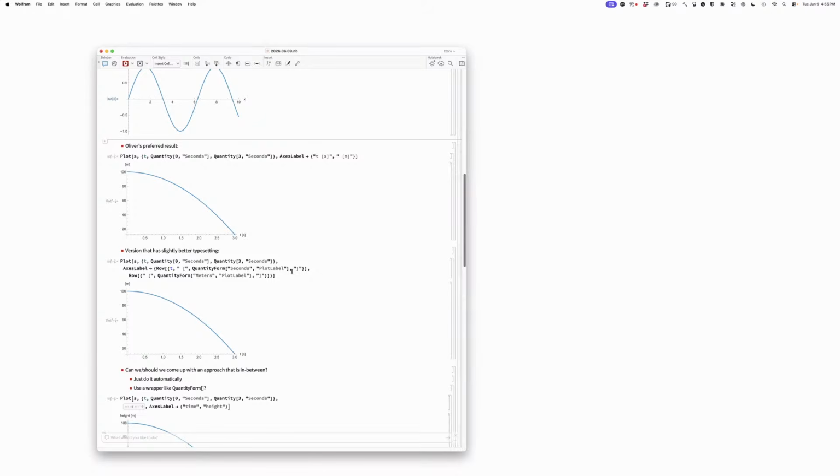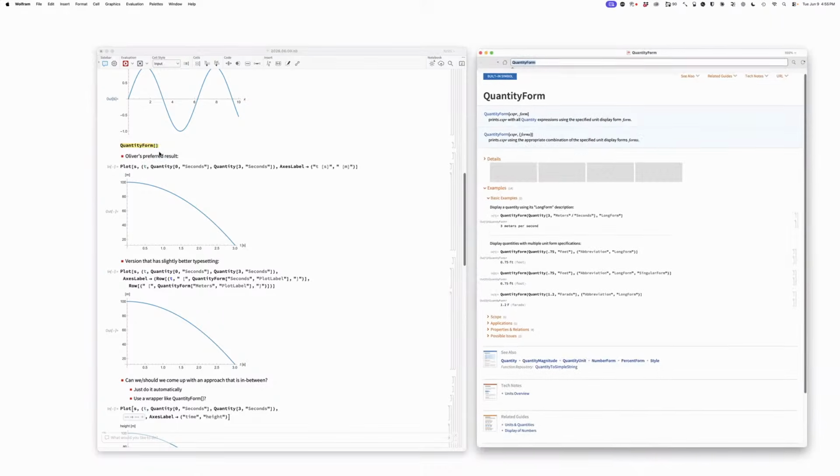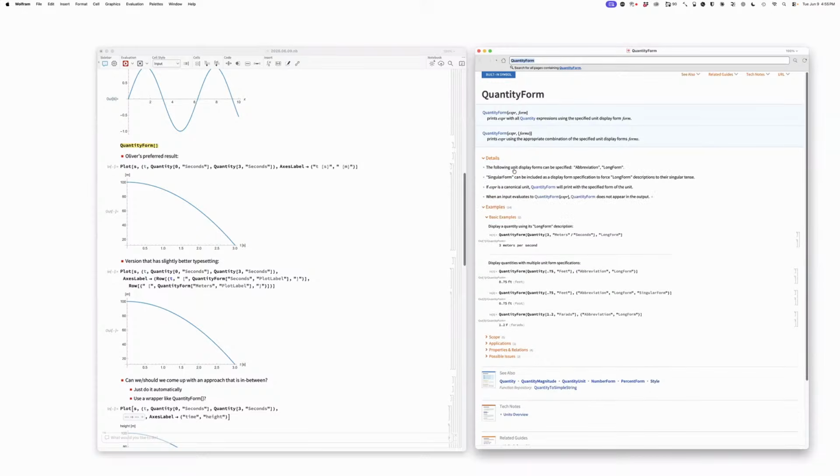Okay, so basic question: do you guys have a suggestion for what to do other than just square brackets? What I was thinking as a possibility is we have a thing called QuantityForm, right? QuantityForm exists right now, has for quite a while. What does it do? It controls how quantities are typeset. I'm sure it affects how short the shortening is and all that kind of stuff. Is it the word seconds? Is it the letter S? Long form, abbreviation, etc.